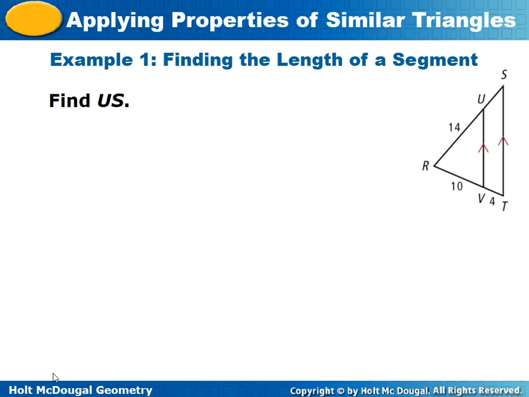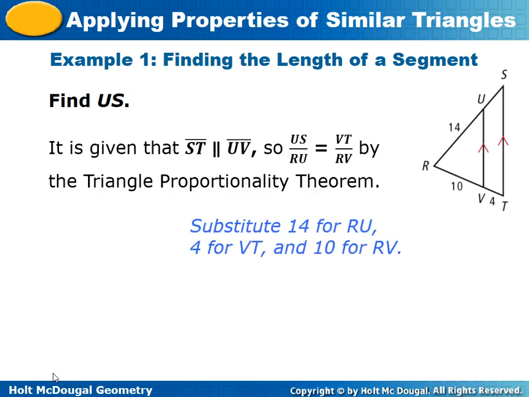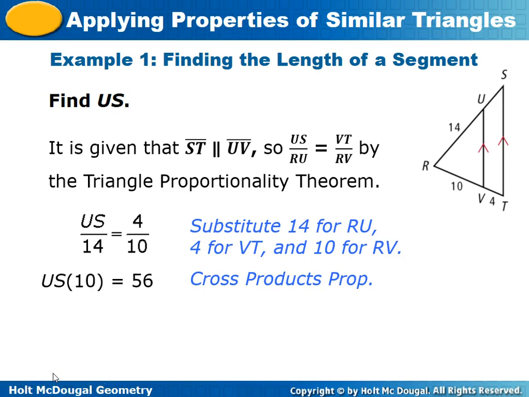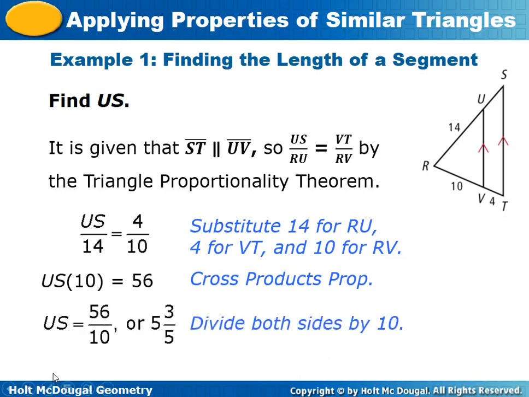When I set it up in my problem, I know that it's given that ST is parallel to UV, so US over RU is equal to VT over RV by the triangle proportionality theorem. Then I'm just substituting my values in. So we did US over 14, that's what they did in this problem, and that equals 4 over 10. Again, it doesn't matter which way you set it up. We're going to cross multiply: 10 US is equal to 4 times 14, which is 56. Then we divide both sides by 10, so our answer is 5 3/5, or you could say 5.6. That's correct as well.